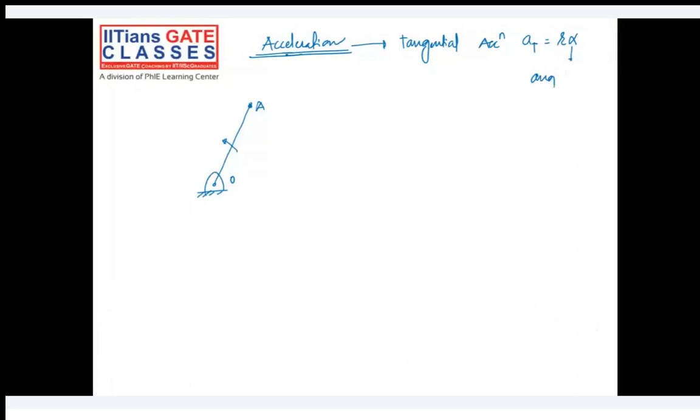So this is the tangential component, r alpha. This is the magnitude of it, and the direction of this will be perpendicular to the position vector.